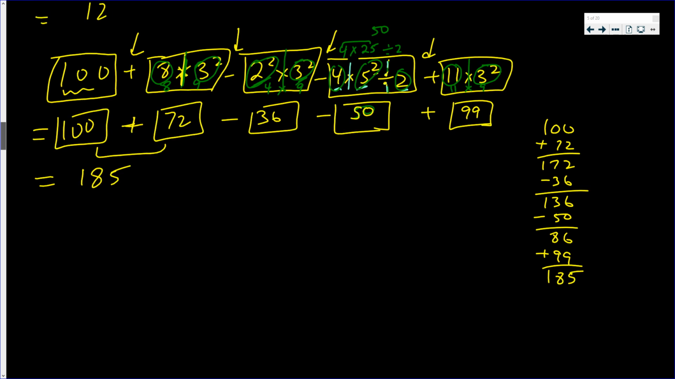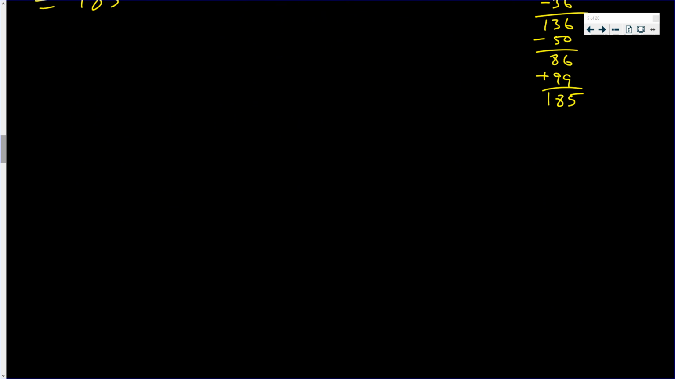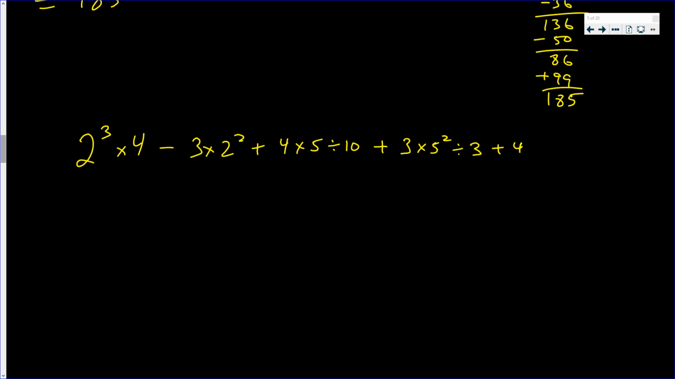Let us try one more. Suppose you were asked to compute 2 cubed times 4 minus 3 times 2 squared plus 4 times 5 divided by 10 minus, let's say plus, 3 times 5 squared divided by 3 plus 4 times 5 divided by 2.